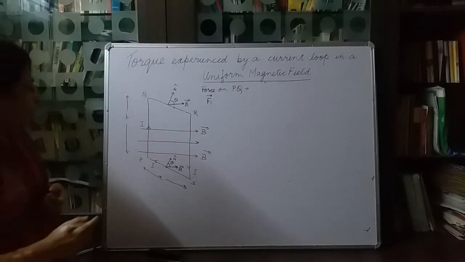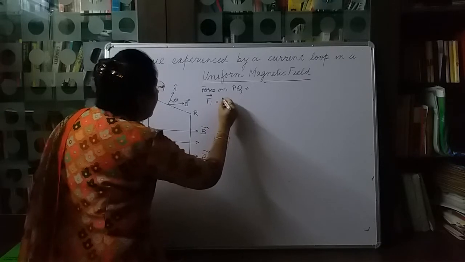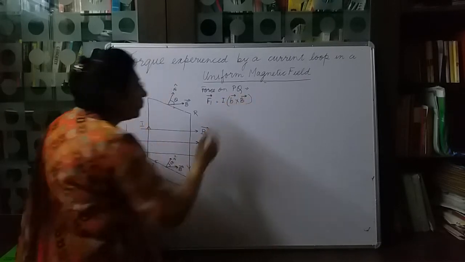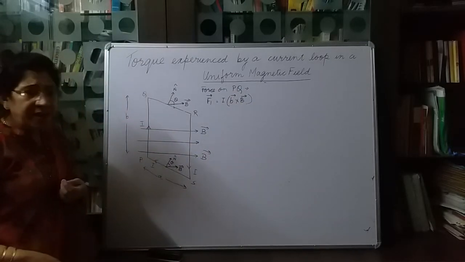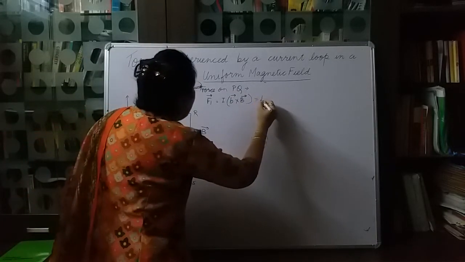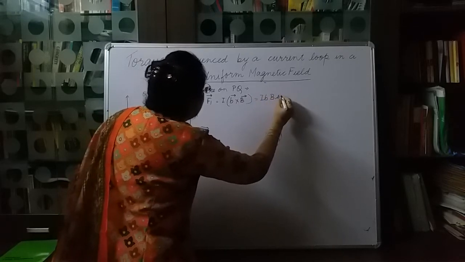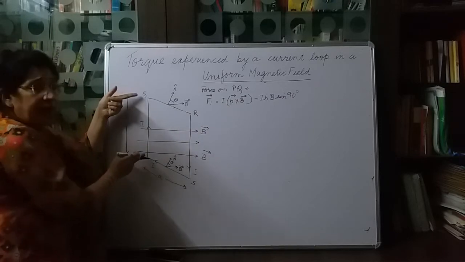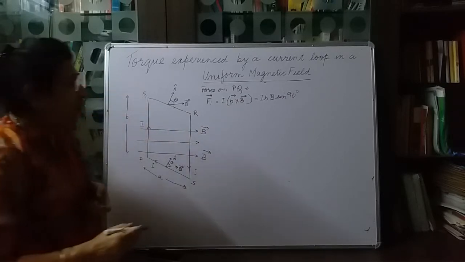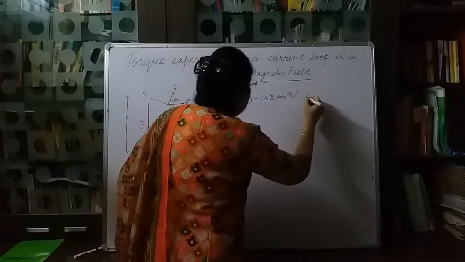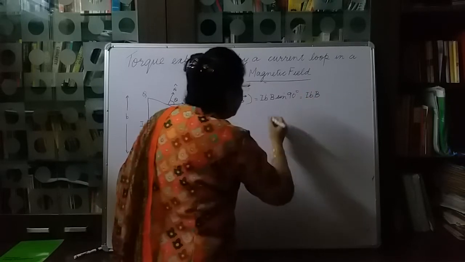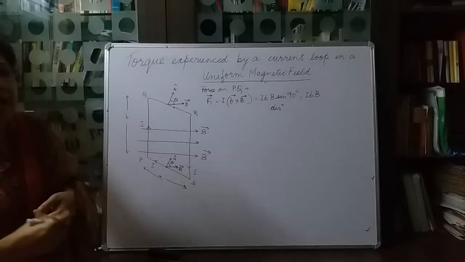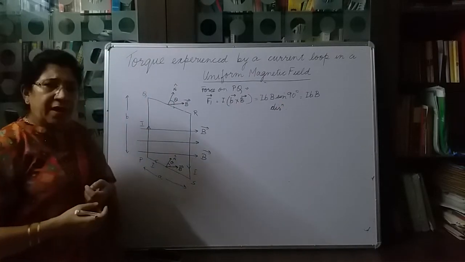Then F1 can be given by I b cross B. Using the formula that we had derived, this would be I b B sine 90. Here the angle between the current element and magnetic field is 90 degrees. So the magnitude of the force would be I b B. At the same time, we will also find the direction of the force F1.